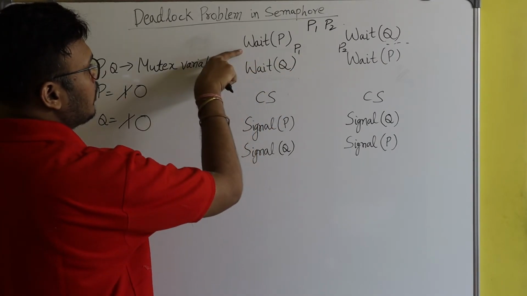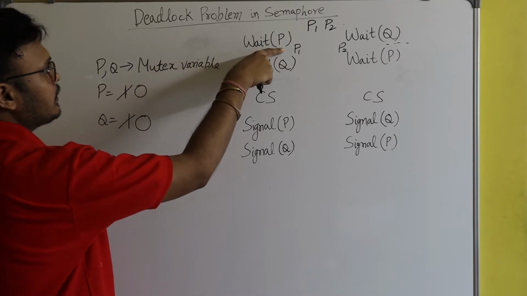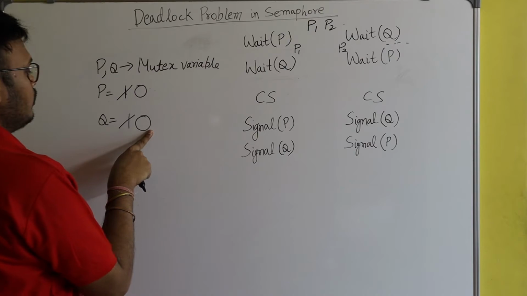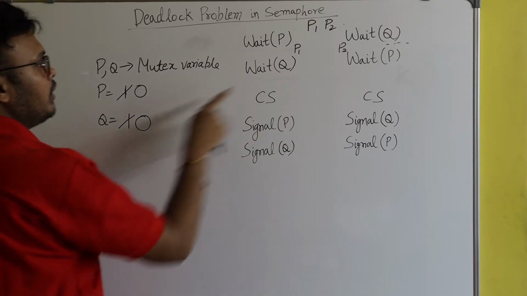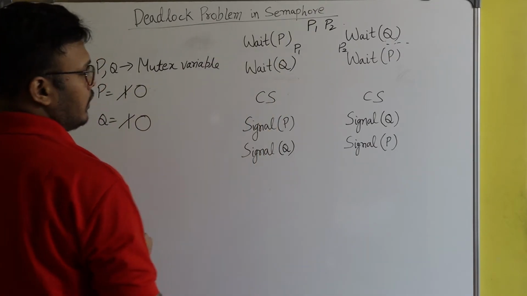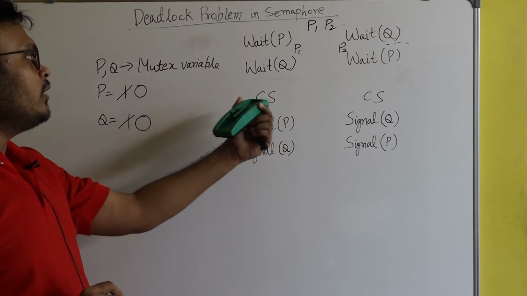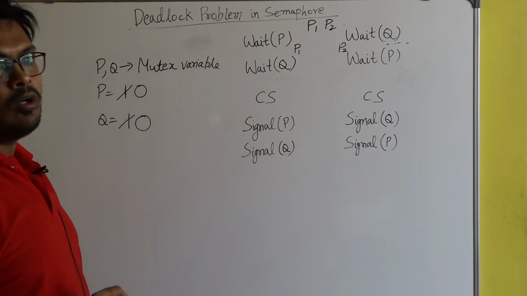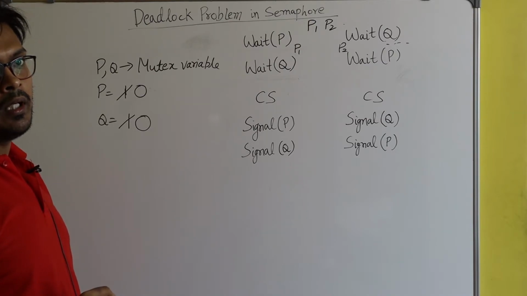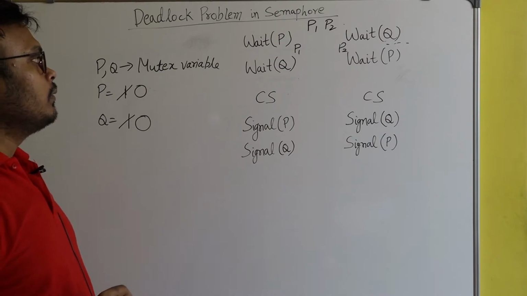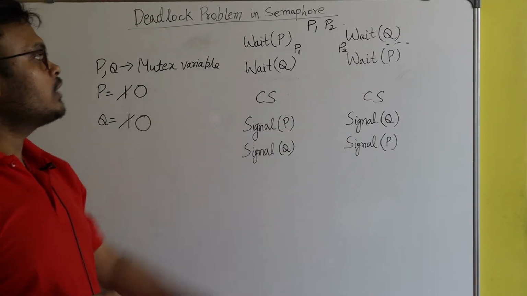Okay, because P1 has already executed this line. Now P1 will execute this line. And now since the value of Q is 0, P1 will also get blocked. Okay. So actually, here we can say that the deadlock problem has happened. Okay. So it's a clear case of deadlock.